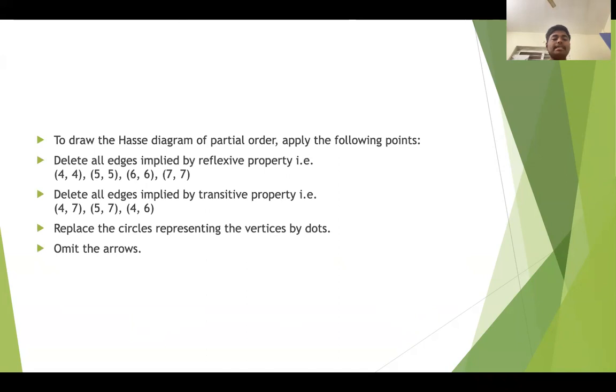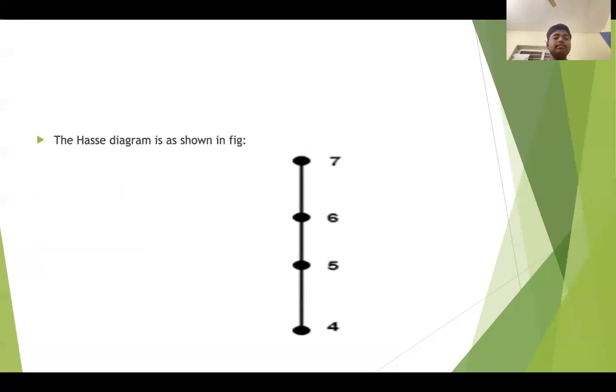To draw the Hasse diagram of the partial order, apply the following points. Delete all the edges implied by the reflexive property, that means (4, 4), (5, 5), (6, 6), (7, 7). Delete all edges implied by the transitive property, that means if (4, 7) and (5, 7) are there, and (4, 6). Replace the circles representing the vertices by dots. Omit the arrows. The Hasse diagram is as shown in the figure.